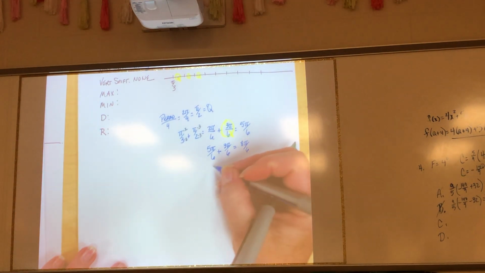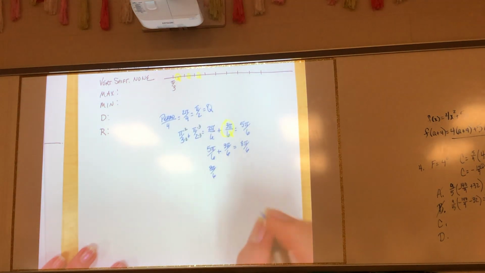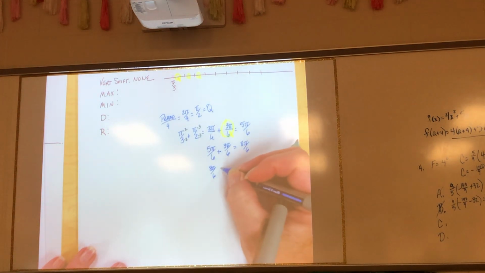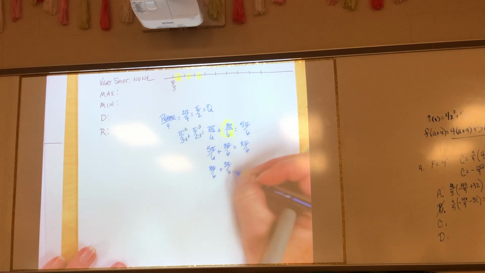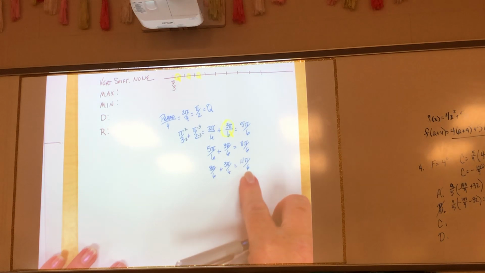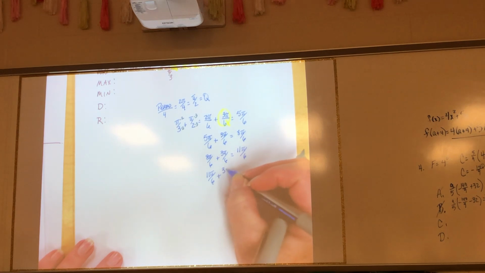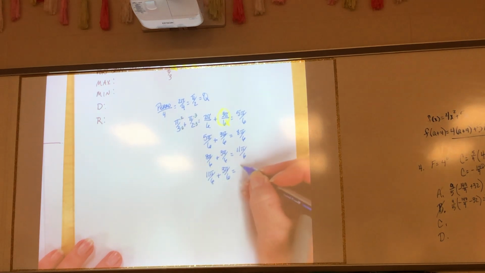I thought you were about to say, no, you have to reduce. Well, we do when we put it up here on our tick marks. We have to. So 8 pi over 6 plus 3 pi over 6. What do you get? 11 pi over 6. Most of you see the pattern now. If you don't see the pattern, let's go one more time. 11 pi over 6 plus 3 pi over 6. What do you get? 14 pi over 6.